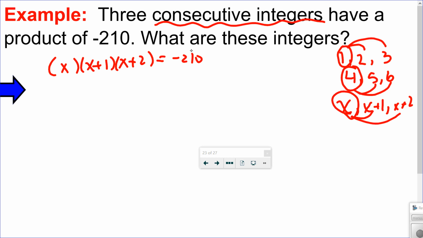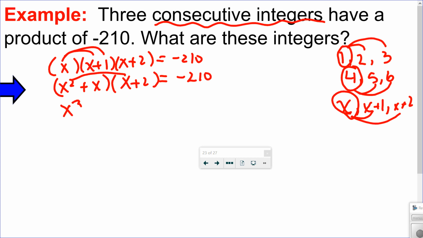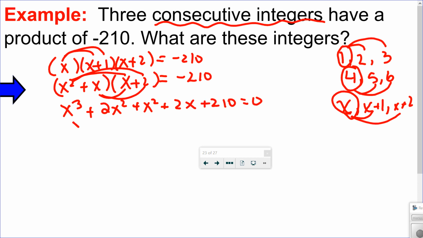So let's distribute this in. I'm going to distribute the x inside here, so I have x squared plus x. Only distribute it once. I have students that like to distribute it into both the brackets, but then you'd be multiplying by x squared. So apply the distributive property. I have x cubed plus 2x squared plus x squared plus 2x, and then I'll add 210 to both sides to set it equal to 0. So grouping my like terms, I have x cubed plus 3x squared plus 2x plus 210 equals 0.